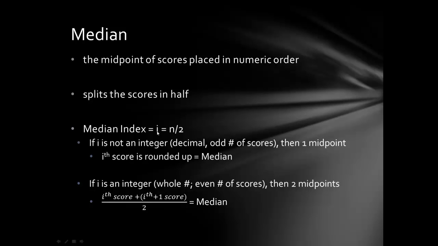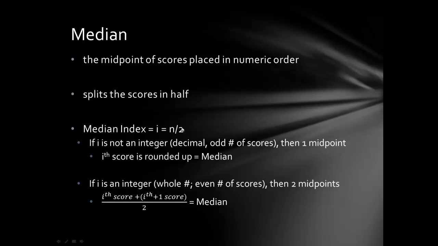It's abbreviated as I. And you simply take the sample size or population size, if you're working with a population, and divide it by 2. You're splitting it in half. So if you calculate I and you find that it's not an integer, in other words, it's not a whole number, it's a decimal, in other words, it's coming from an odd number of scores. If you have an odd number of scores, n divided by 2 will be a decimal. Then you have one single midpoint, and that represents your median.